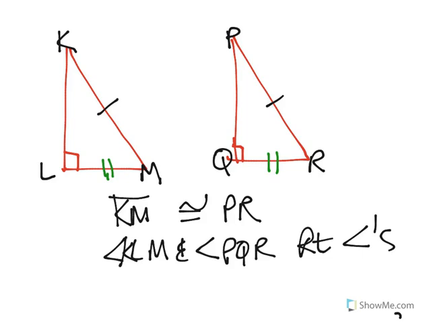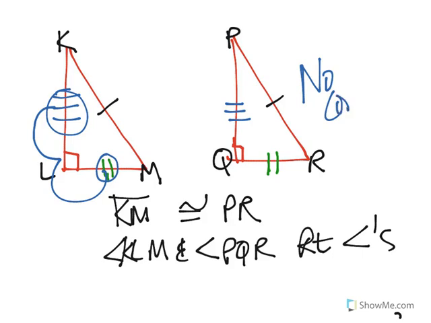Or if we had this one and this one, these two, we could do side, angle, side, something like that. But as stated at the beginning, there wasn't enough information to prove anything. That would be no conclusion.